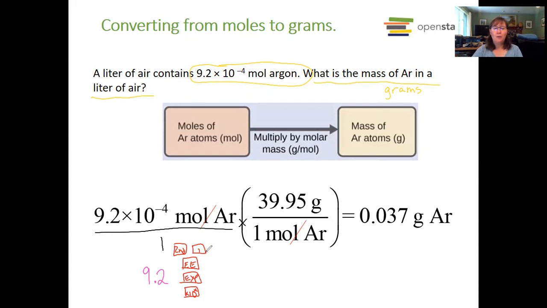So 9.2 and then one of these buttons and then -4. In fact, even my calculator, I have to put the negative in after the 4. Okay, and then times 39.95. And again, if we look at this, we have two significant figures here, and we have two significant figures here. And this right here is the molar mass, and we get that off of the periodic table.